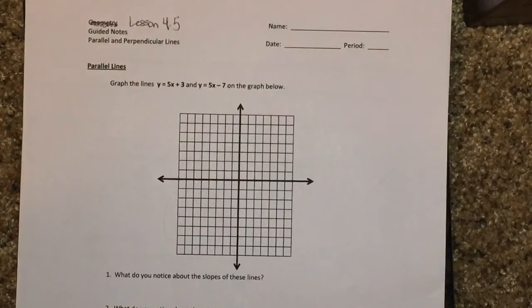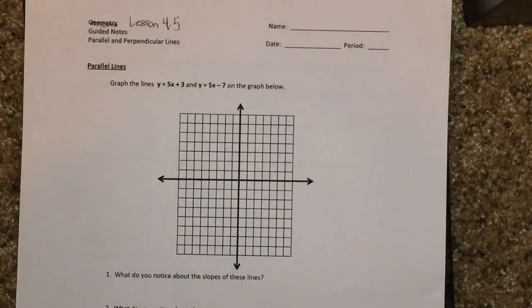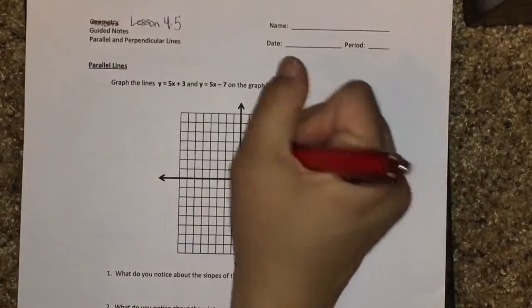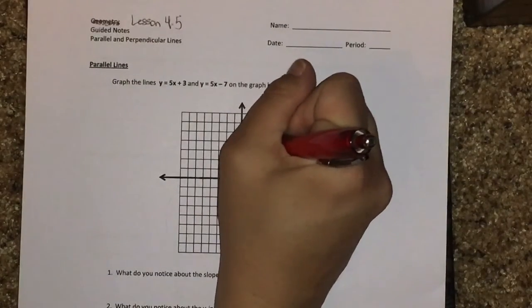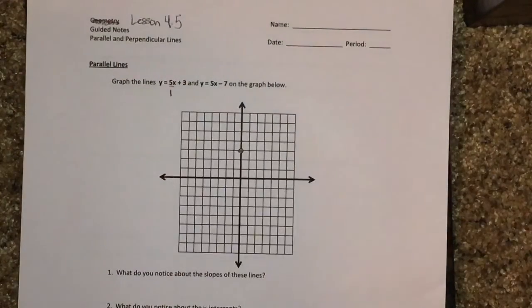So let's start. It says graph the lines y equals 5x plus 3 and y equals 5x minus 7. So for the first line, my y-intercept is 3. So I'm going to start at 3. And my slope is 5 over 1.